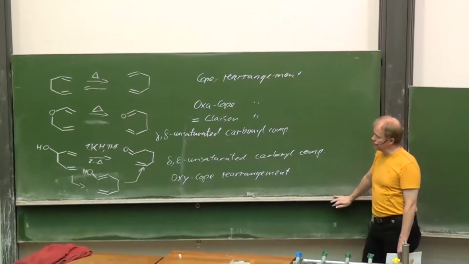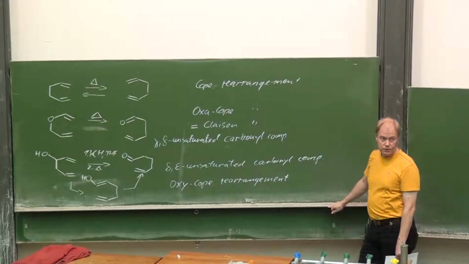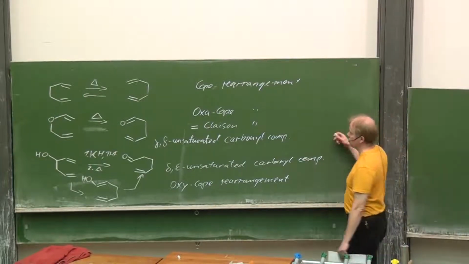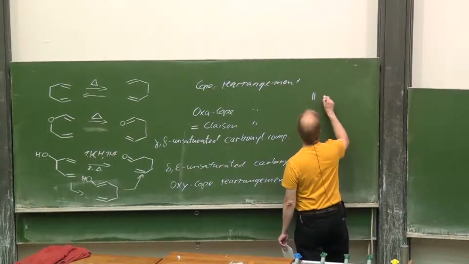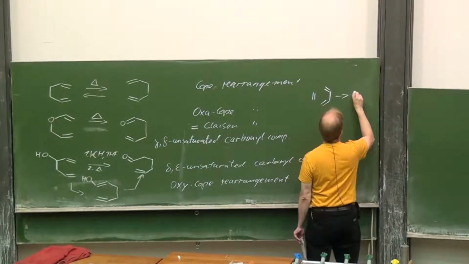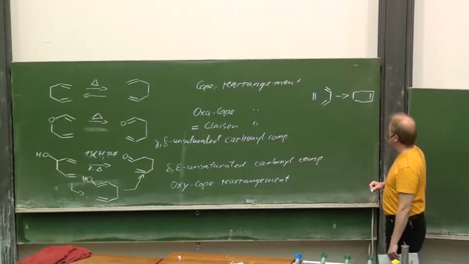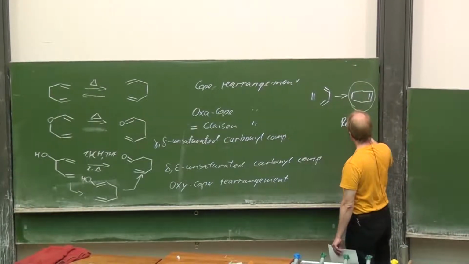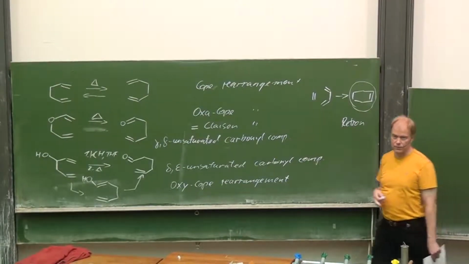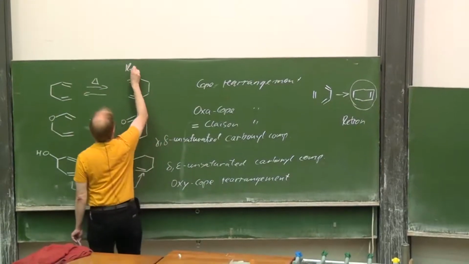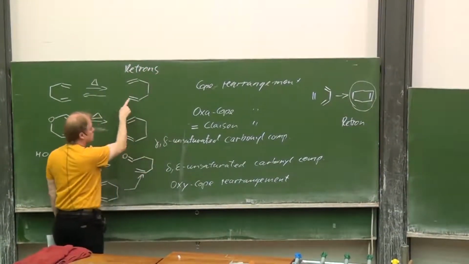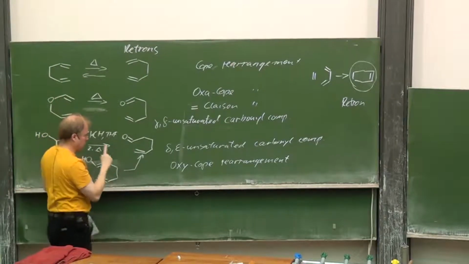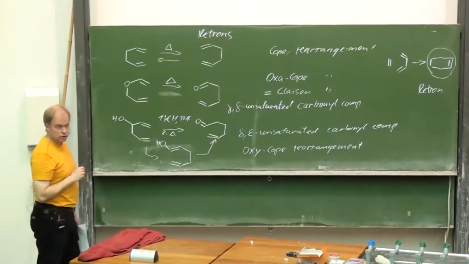So why are we discussing these general schemes? Yesterday we discussed the general scheme of the Diels-Alder reaction, and the cyclohexene we called the retron of the Diels-Alder reaction. Therefore, now these are retrons: retrons of a Cope rearrangement, retron of the Claisen rearrangement, and the retron of the oxy-Cope rearrangement.